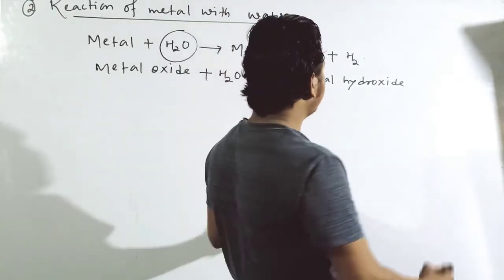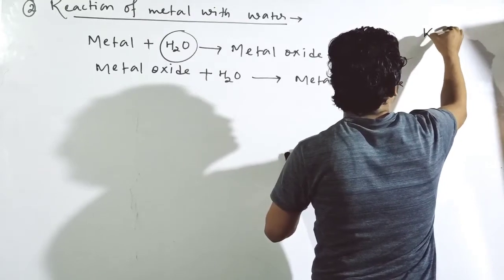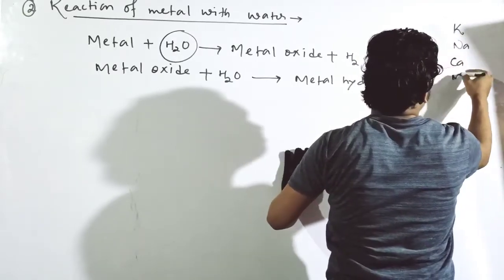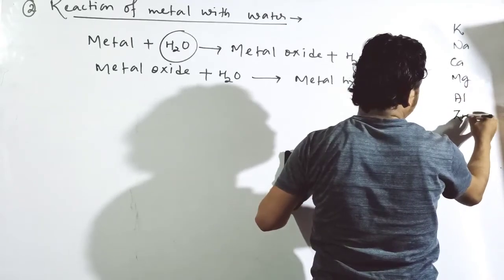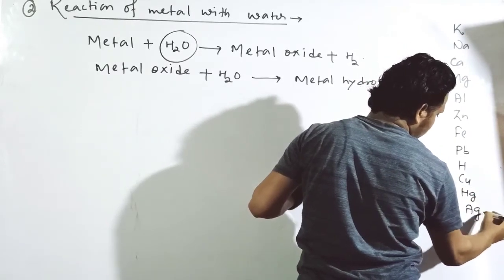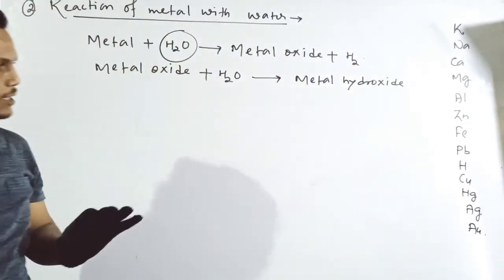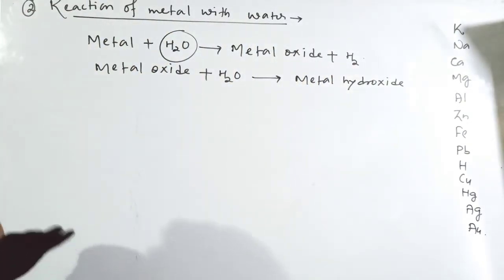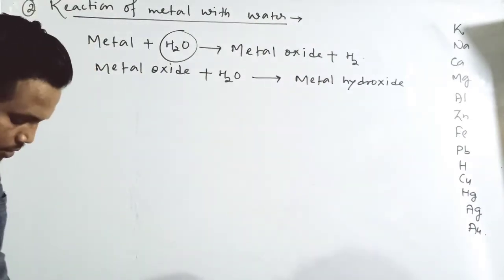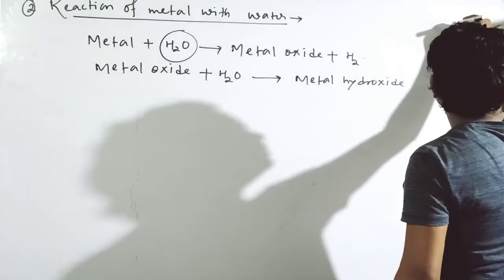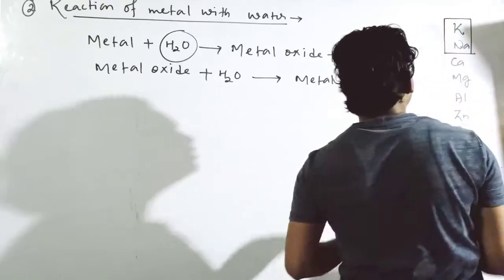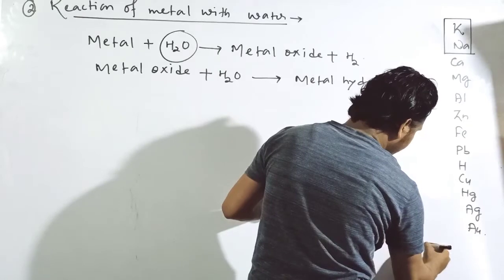Reactivity series: earlier we have seen which one is the most reactive metal. Potassium, sodium, then calcium, magnesium, aluminium, then zinc, iron, lead, hydrogen, copper, mercury, silver, gold. If you remember the reactivity series, then it will be easy for us to predict the reactions with water. Now see, the most reactive is potassium, then sodium. So first, reaction of sodium and potassium with water.